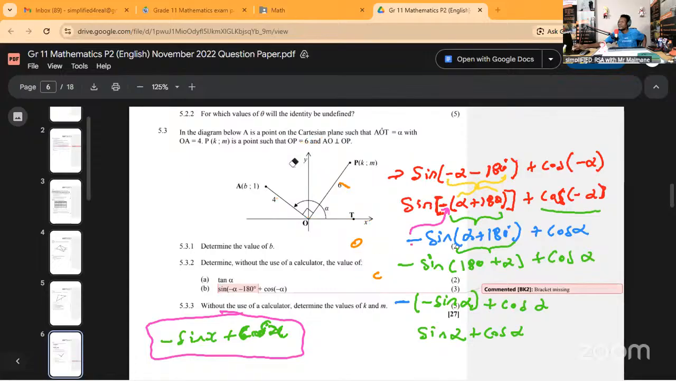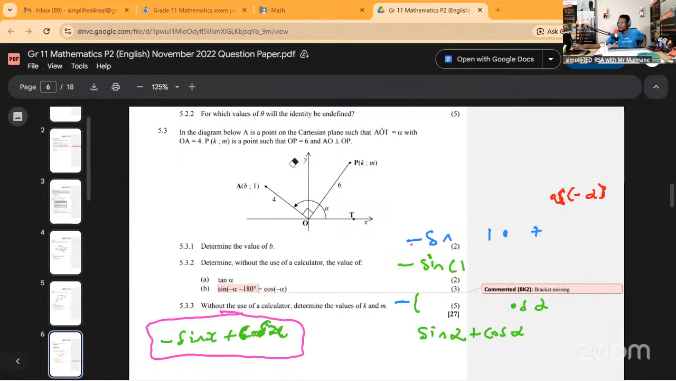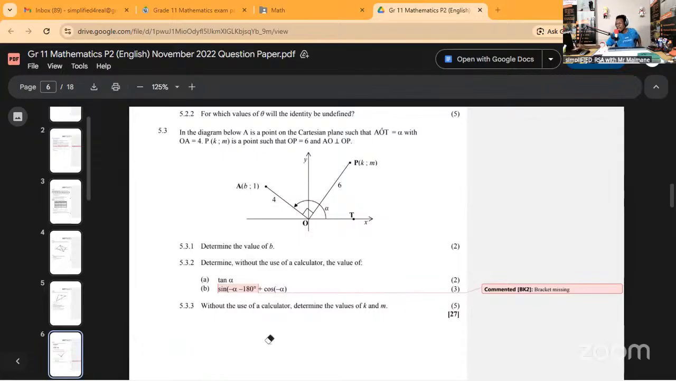Now, I don't know if we're going to need that information or not, but now we have to find, without the use of a calculator, the values of K and M. Given that, remember, you have so much information to support you there. It's 5 marks. If a question is 5 marks, it means you must think.